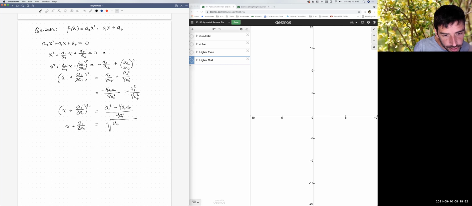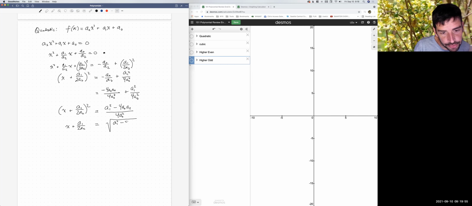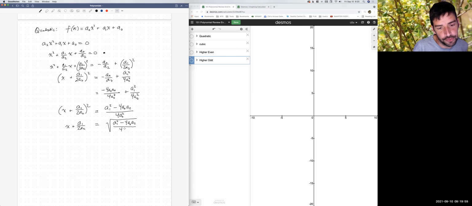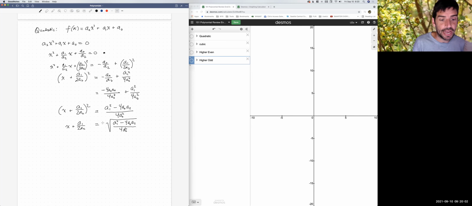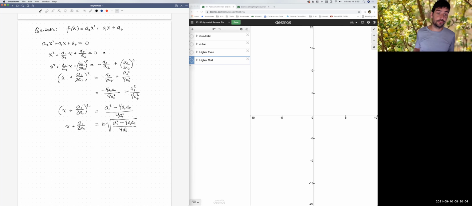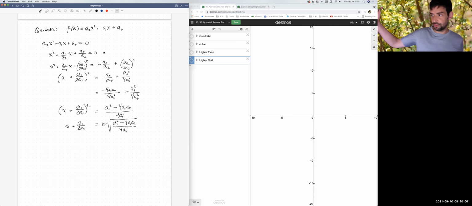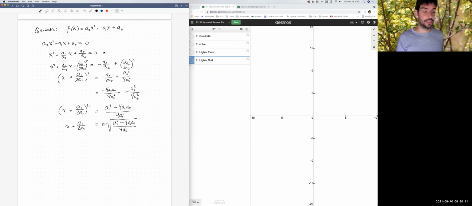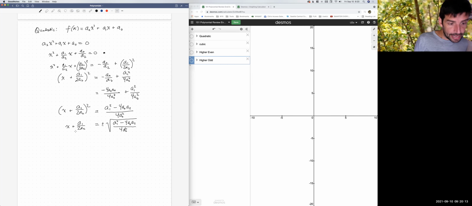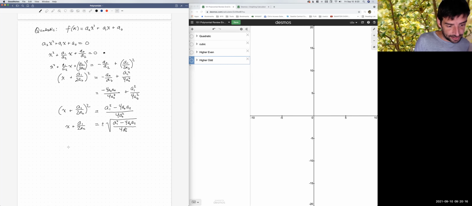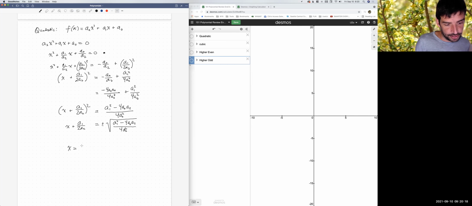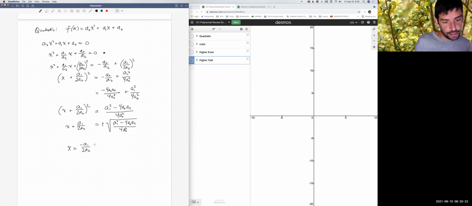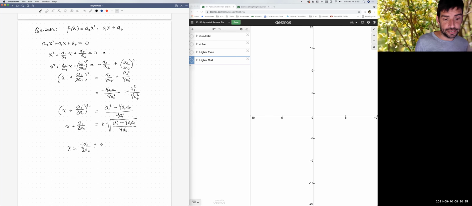I have a1 squared minus 4a0 a2 over 4a2 squared. I need plus or minus, right? There's two possible solutions. If we have something squared equals 9, the thing that was squared is either 3 or -3. So we have to account for both of those. And then I'm going to subtract what's next to the x to get x equals negative a1 over 2a2 plus or minus this whole thing.